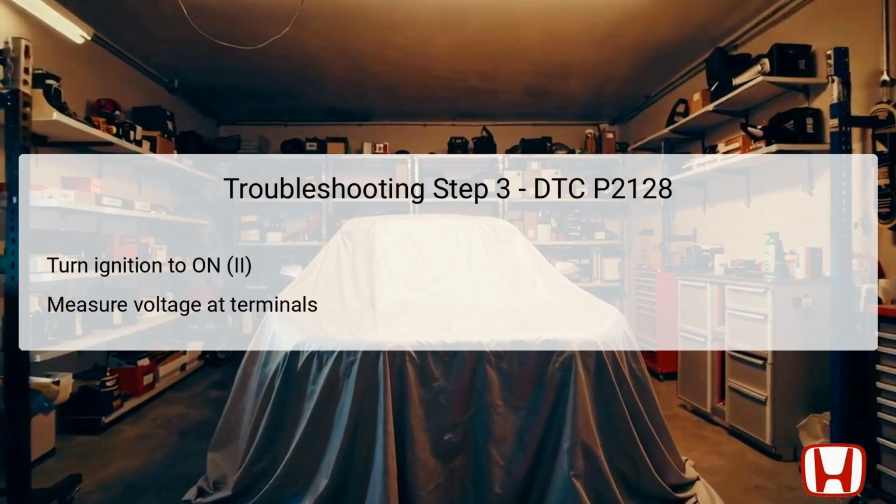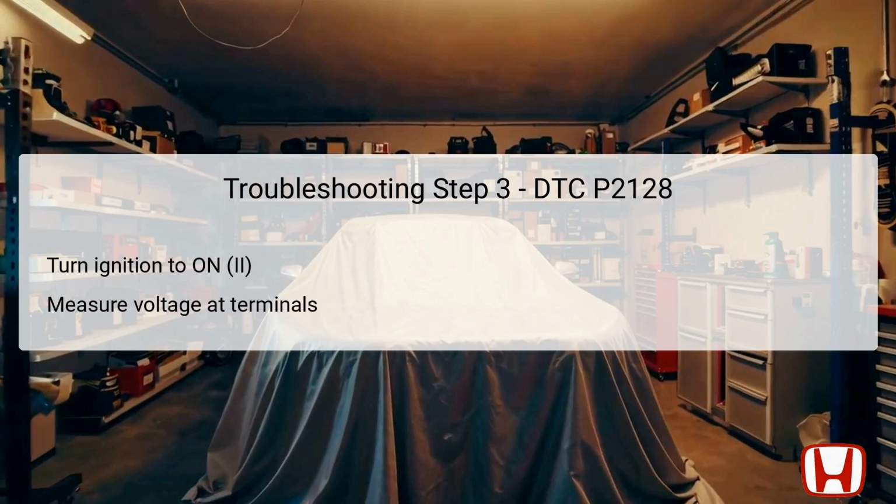After successfully disconnecting the APP sensor connector, turn the ignition switch back to the on position. 2. This applies power again, enabling you to measure the voltage accurately at the APP sensor's 6P connector terminals.